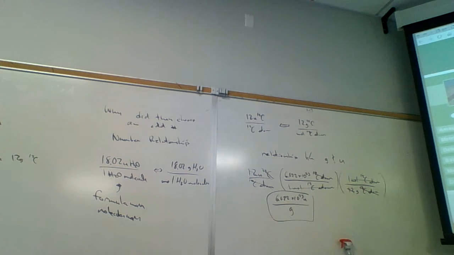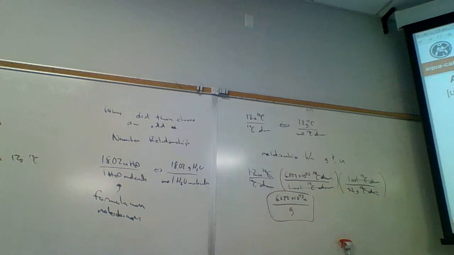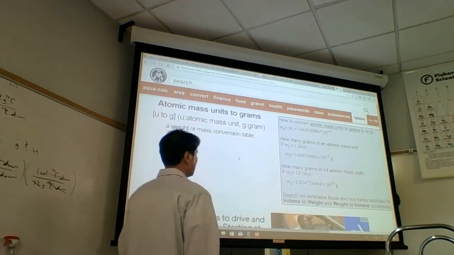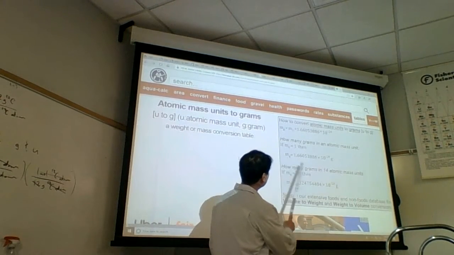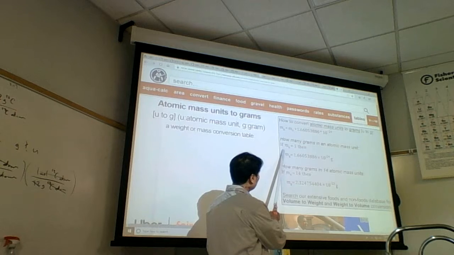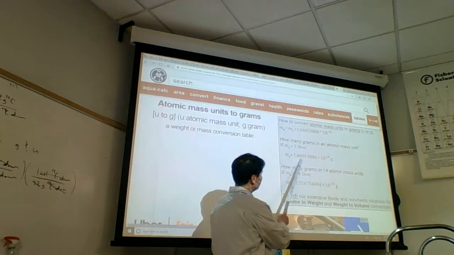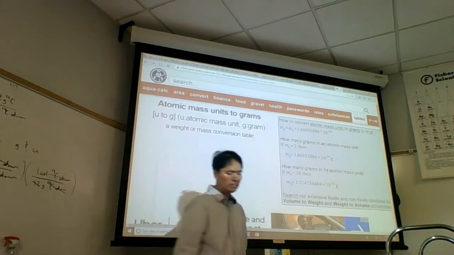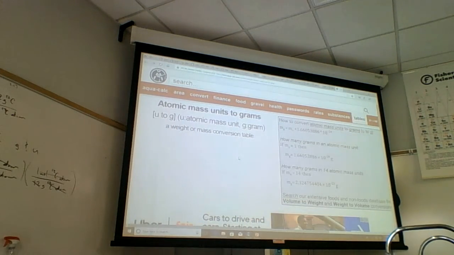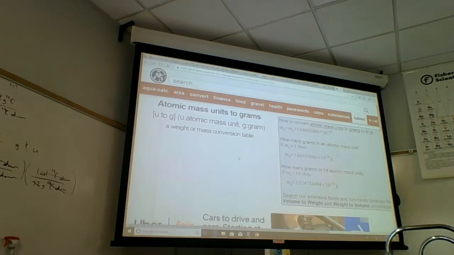They do it this way. 1 gram is equivalent to how many U? Not moles of U, sorry. Most books do it like this. They do 1 U is equivalent to 1.66 times 10 to the minus 24 grams, which is a hard number to remember. I don't like that version.